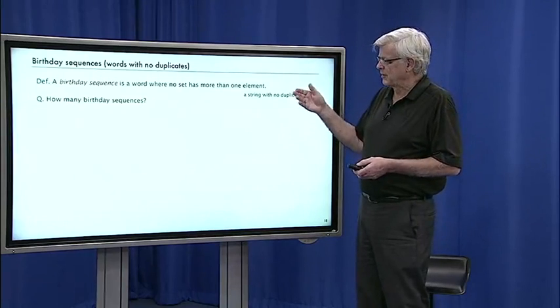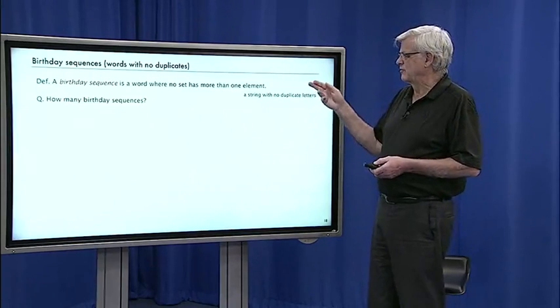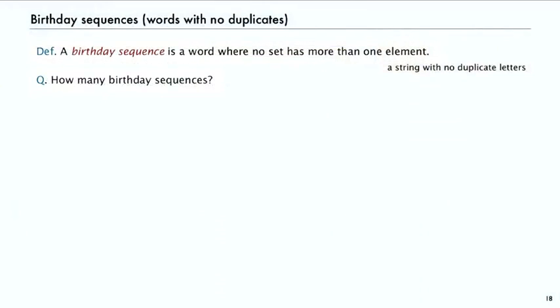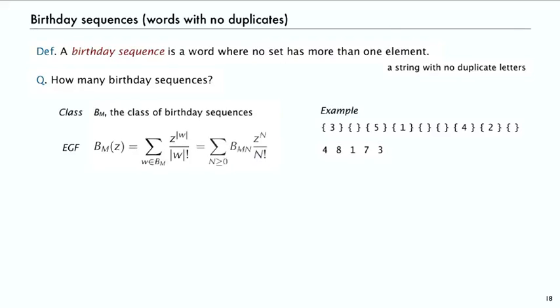To do that, we'll talk about a birthday sequence. That's a word where no set has more than one element, that is, each urn has either no elements or just one. That's going to be the basis of the analysis. The first question is, how many different birthday sequences are there? Again, m is our parameter, the number of urns. We want to know the class of birthday sequences, and we'll have a generating function for that class.